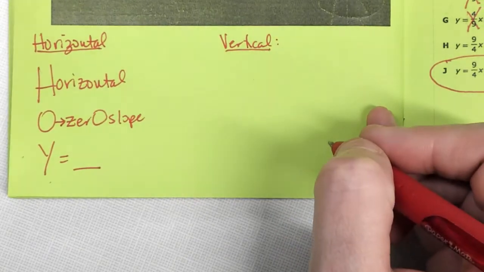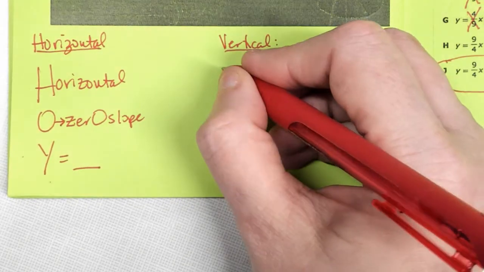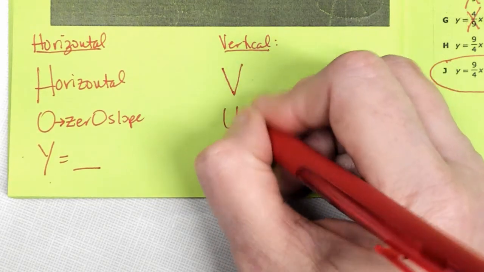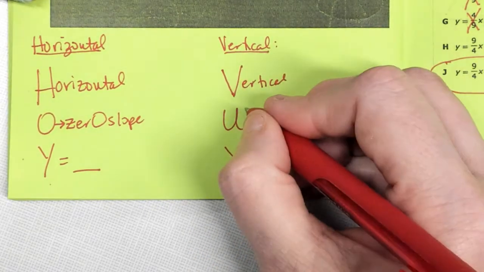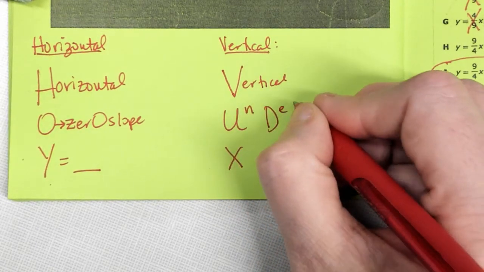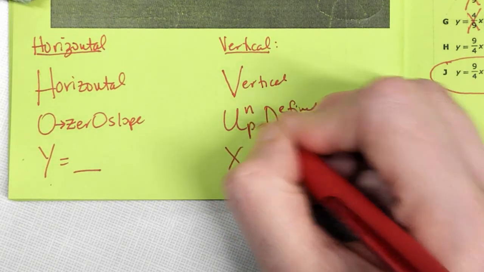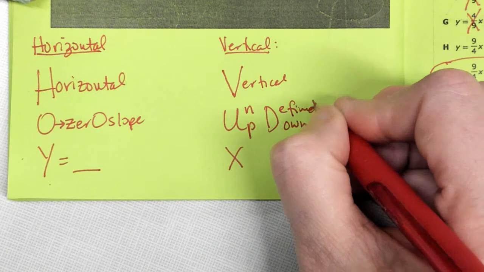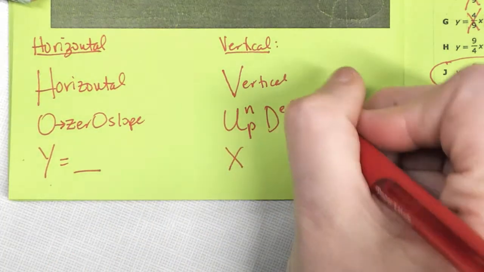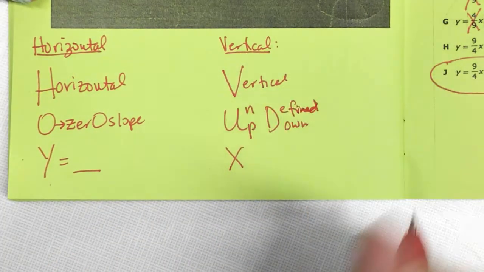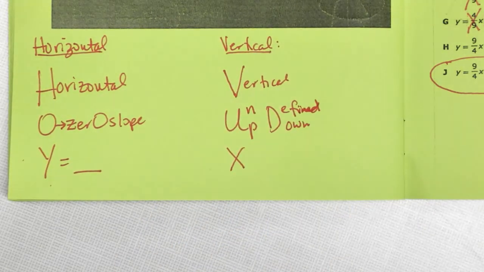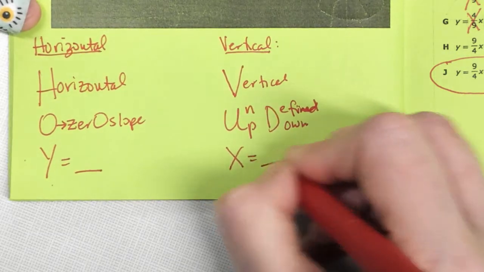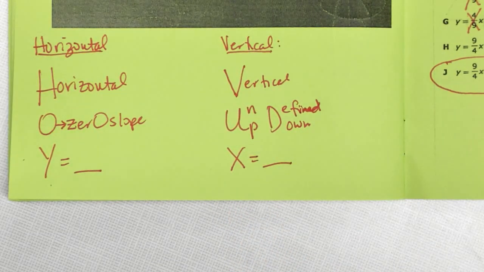Okay, what about vertical? What am I going to use for vertical? Vux. V stands for vertical. U stands for undefined, and it stands for up and down. So if you see a line and it's going up and down, it's undefined. They both have UD in them. And I'm going to have an x equals something equation for those.